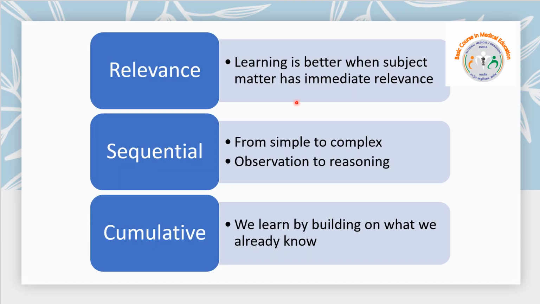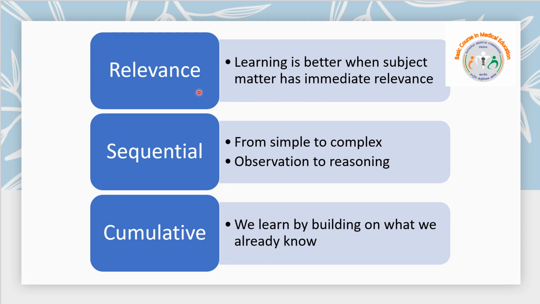Now let us consider some basic principles of learning. First is relevance. Learning is better with subject matter of immediate relevance. When the relevance is remote or obscure and the student has to learn with a belief that the knowledge might be of use someday, then the learning is difficult. That is the reason our learning on the night before the examination is very high, because we know that the next day I have to appear for the exam. So this immediate relevance improves our learning process.